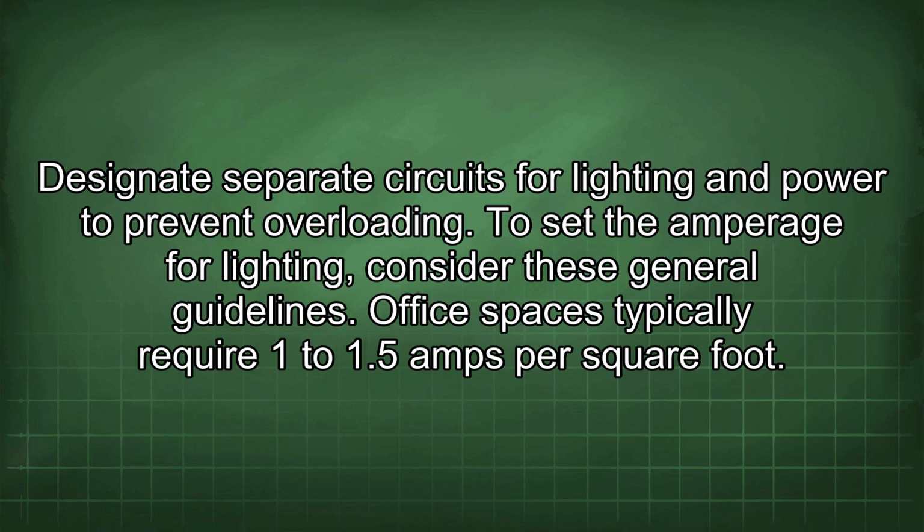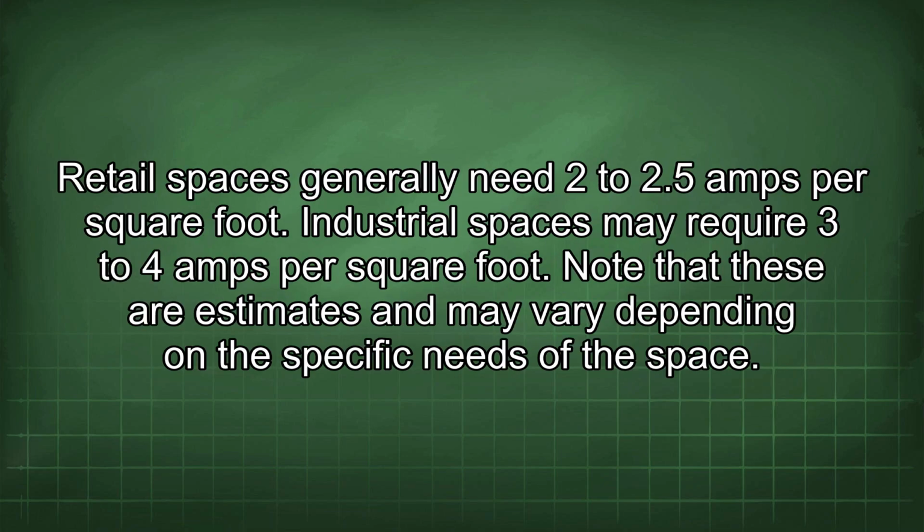To set the amperage for lighting, consider these general guidelines. Office spaces typically require 1 to 1.5 amps per square foot. Retail spaces generally need 2 to 2.5 amps per square foot. Industrial spaces may require 3 to 4 amps per square foot. Note that these are estimates and may vary depending on the specific needs of the space.